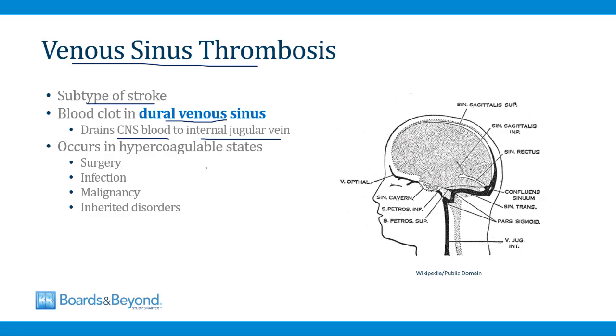This type of thrombosis often happens in patients who have some form of hypercoagulable state. So this could be surgery or infection, it could be malignancy, or it could be an inherited hypercoagulable disorder.